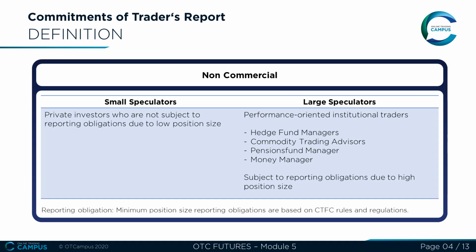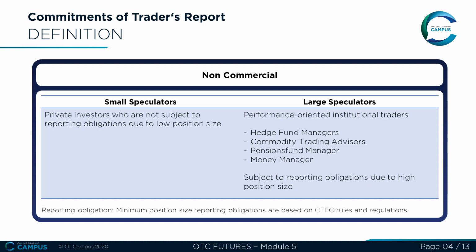Within the non-commercial traders, we have two subgroups. These are the small speculators and the large speculators. Let's first talk about the large speculators. These are primarily the hedge funds, the traders who are trading other people's money, if you will. So they are hedge funds, commodity trading advisors, pension funds. And they could also be private traders, but they are trading very large size above the reportable size, and consequently they have to report this information to the CFTC on a weekly basis. These types of traders go under the large speculators.